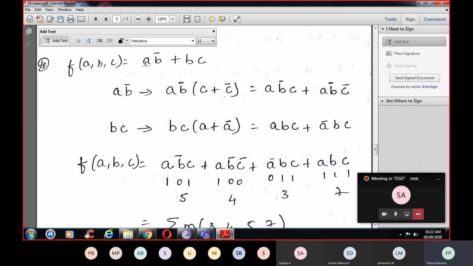So for that, you have to first reduce it into canonical form, as it has already been explained in previous classes how you can solve it in canonical. So now when C is missing, what you have to do, A, B bar into C plus C bar. As you know, C plus C bar is also equal to 1 only. So we can multiply with C plus C bar. So when you multiply with C plus C bar, what happens? A, B bar, C plus A, B bar, C bar.